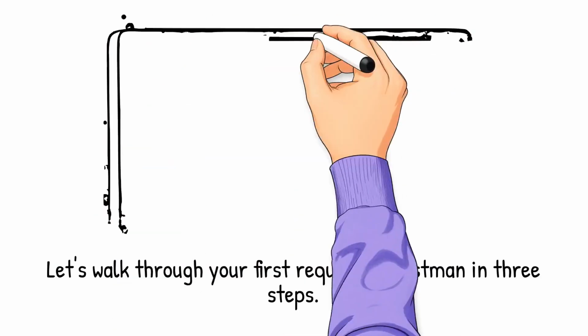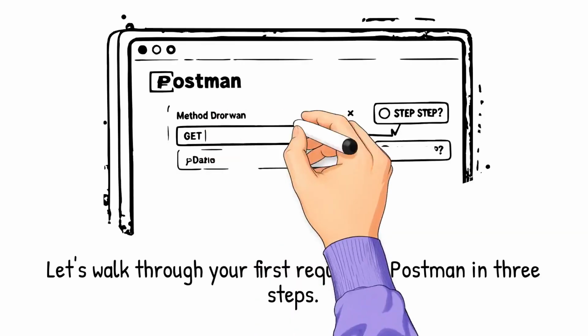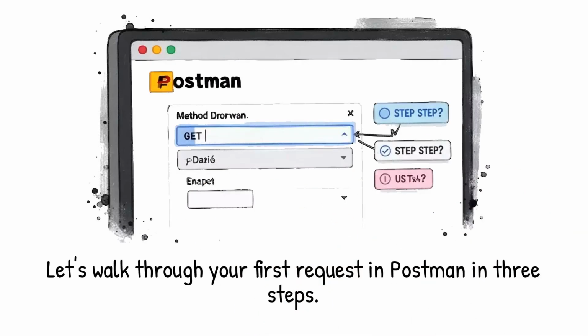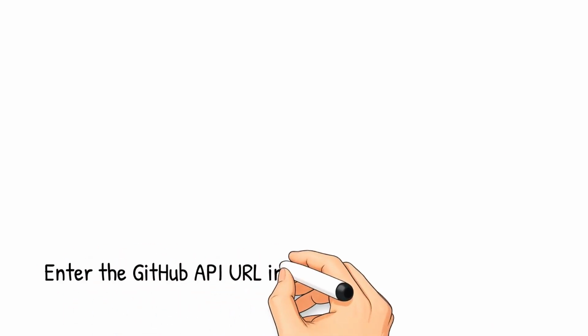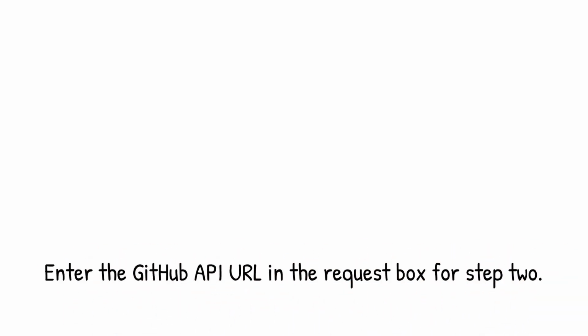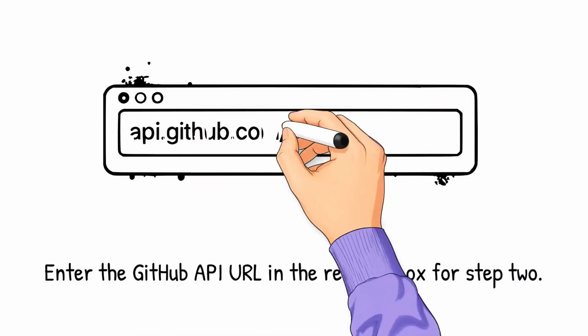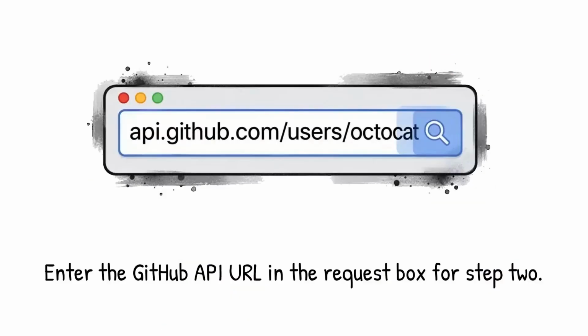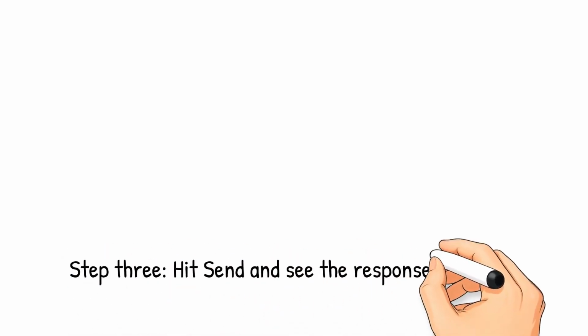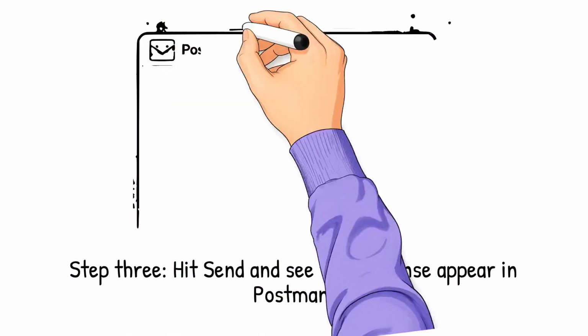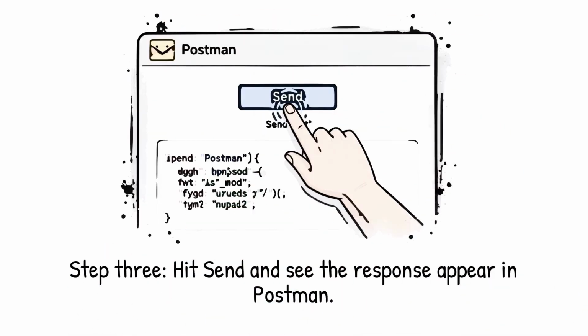Step 1. At the top, there's a little drop-down for the method. It's already set to GET, which is what we want for now. Step 2. Right next to it, there's a long box that says Enter URL. This is where the address goes. Paste in that same GitHub address from part 1, api.github.com/users/Octocat. Step 3, hit the big blue send button. That's it. And in the bottom half of the screen, the response appears.